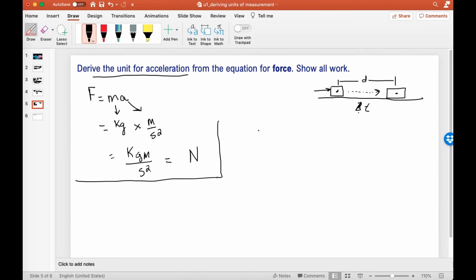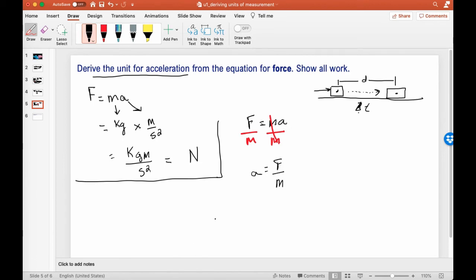All right, let's start new. If force equals mass times acceleration, we just do what our math teachers have taught us. We need to get acceleration by itself, which means I divide this side by mass, and I divide this side by the mass. So now I have acceleration equals force divided by mass.